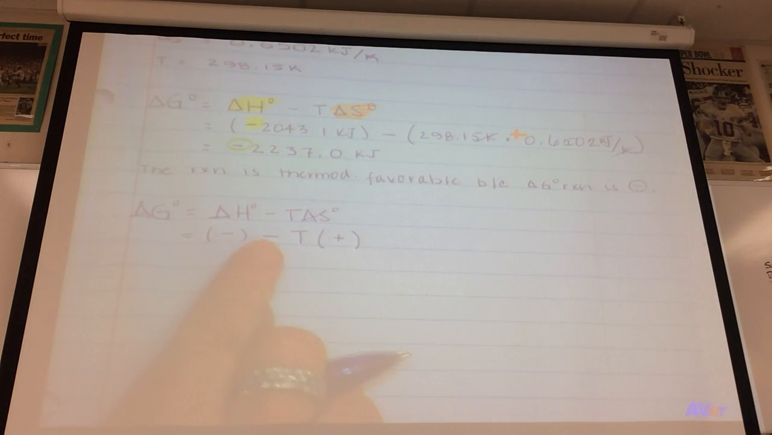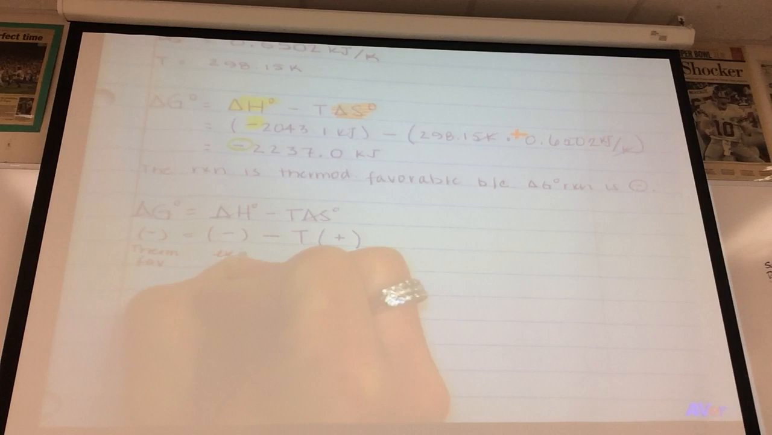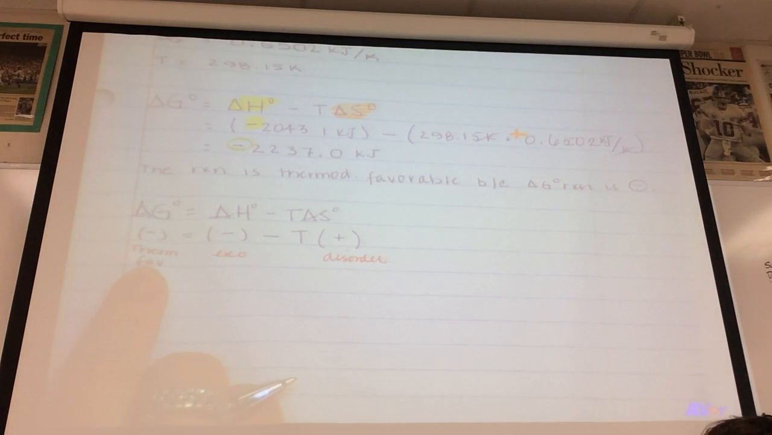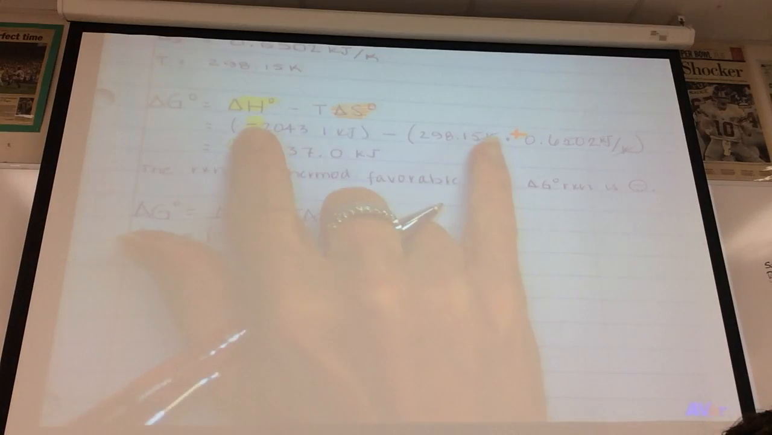A negative minus a positive always, always, always gives rise to a negative, and a negative delta G means the reaction is thermodynamically favorable. So an exothermic reaction that illustrates disorder will always be thermodynamically favorable. And that's what you saw here.